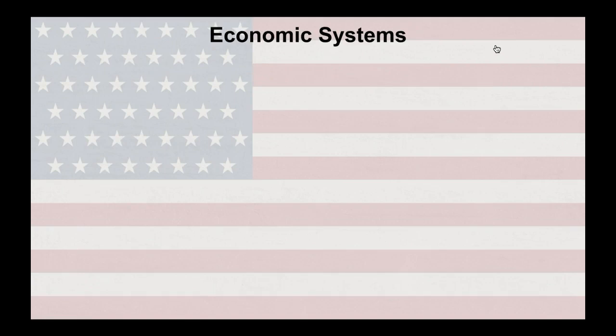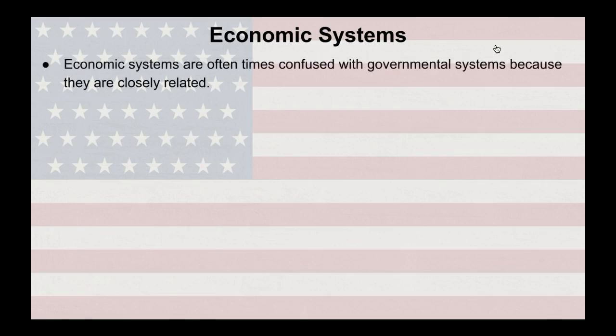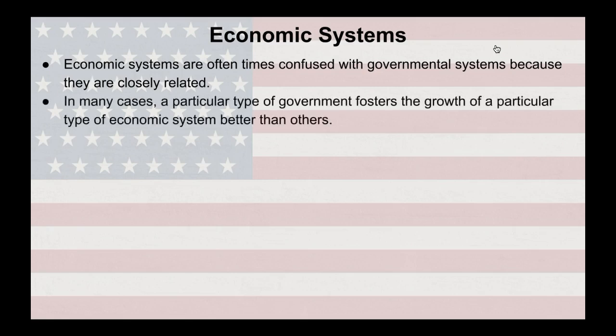You cannot really talk about governments without also talking about economic systems. And economic systems are often confused with governmental systems because they are very closely related. Typically, a particular type of government will foster the growth of a particular type of economic system. Okay? And it might do so a little bit better than other types of governments might foster the growth of a certain economic system. And so we can look towards this idea of self-government and capitalism as an example.